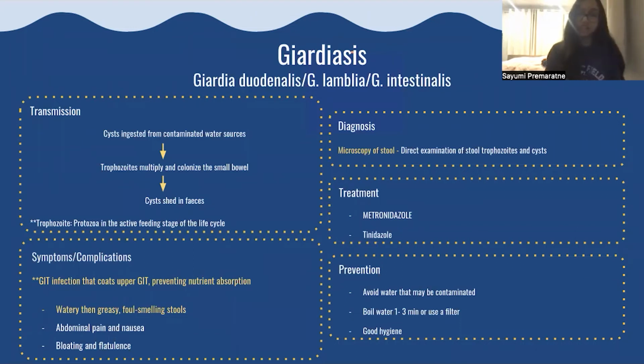In terms of the diagnosis, it's another one where you can detect parts of it like cysts or trophozoites in the microscopy of the stool. And then the treatment again is metronidazole and can also be tinidazole, which is a very similar drug, but I think the drug of choice is metronidazole. And in terms of prevention, just pretty much good hygiene and not having anything that's contaminated.